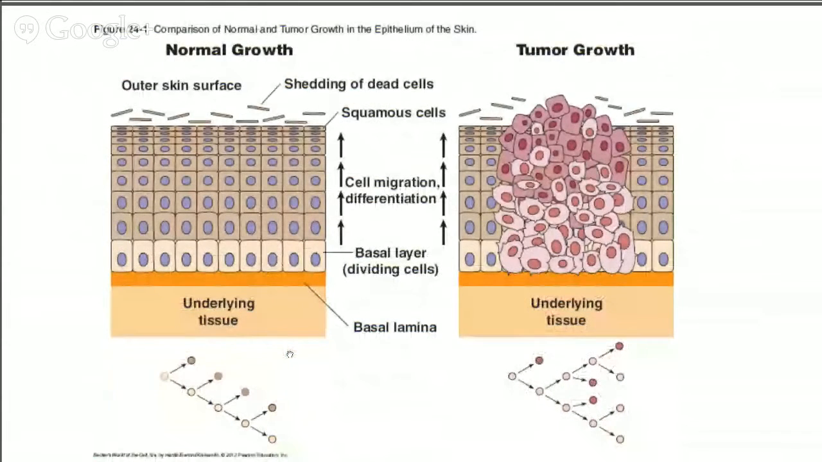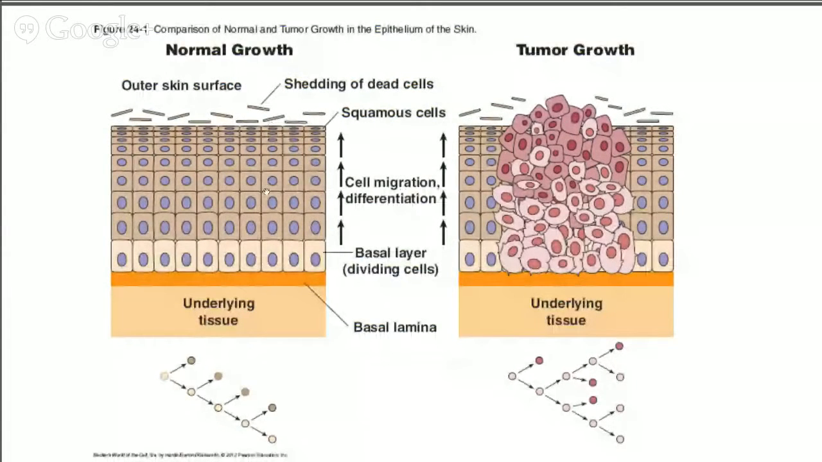Here is a figure showing you the normal growth of skin cells, and you see here that they start at the basal layer, and as they go up to the outer skin surface, they will lose their nuclei and begin a process called desquamation, which is basically just the peeling of skin cells.